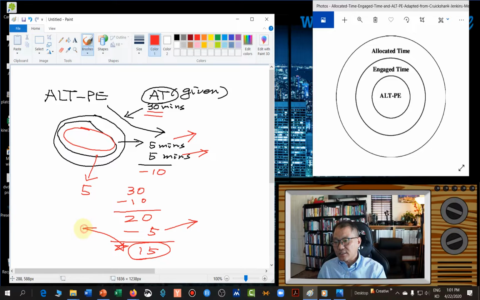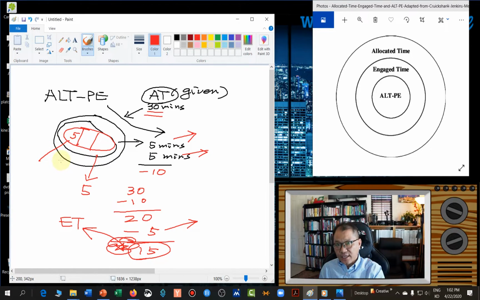And during this 15 minutes, your students will engage in your teaching. Students' engagement, that is called ET. As you can see here, engaged time. So your students will get engaged in your instruction. However, academic learning time is, even when they are engaged, some of your students will not do it the way it is supposed to be. Some of your students will fail, and some of your students will try, but they fail, right? So for example, they spend about 5 minutes out of 15 minutes.